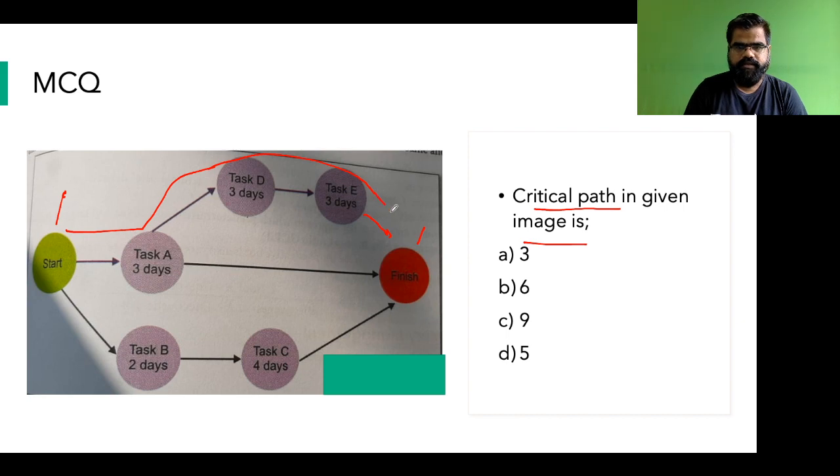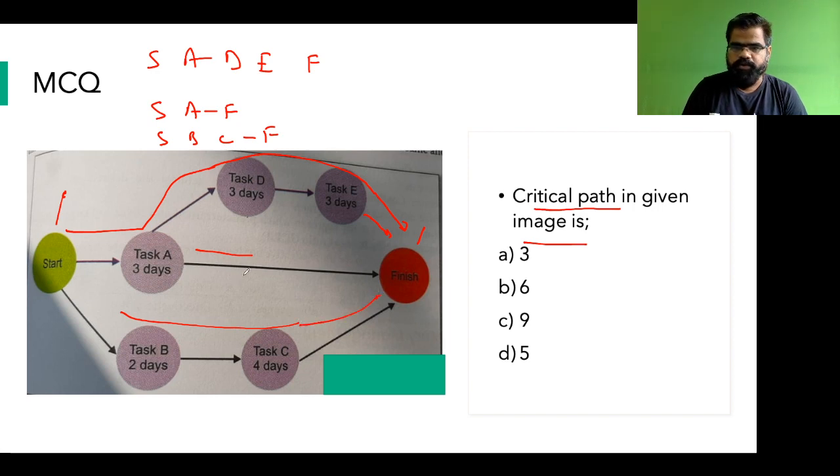So I write here: start, A, D, E, and finish. Right? Now this path is the line which I have drawn. Second can be start, A, and direct finish. And third is start, B, C, and finish. So one path, second one, and the third one, like this.